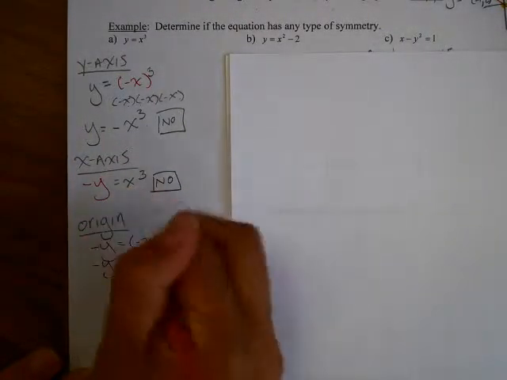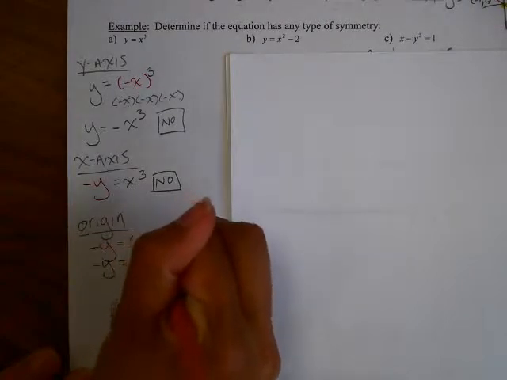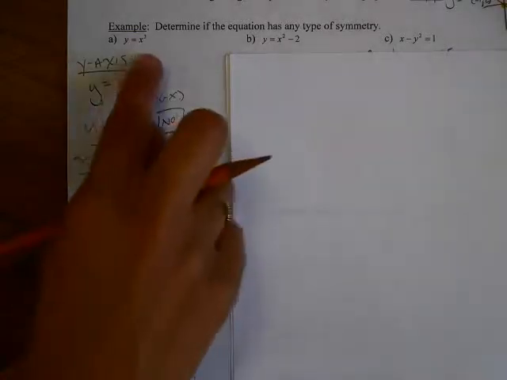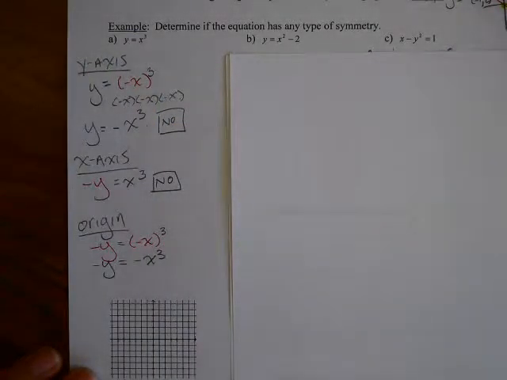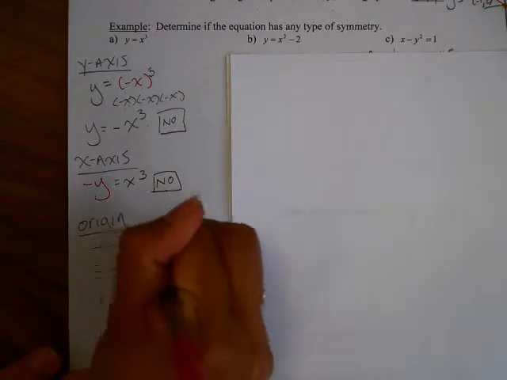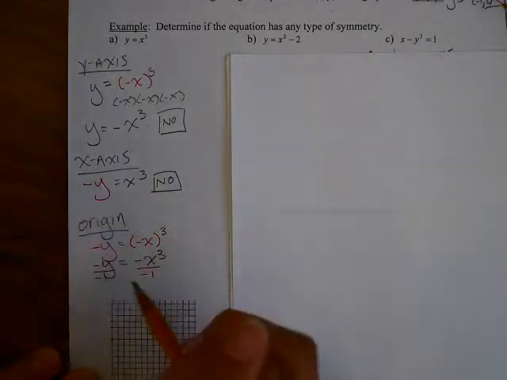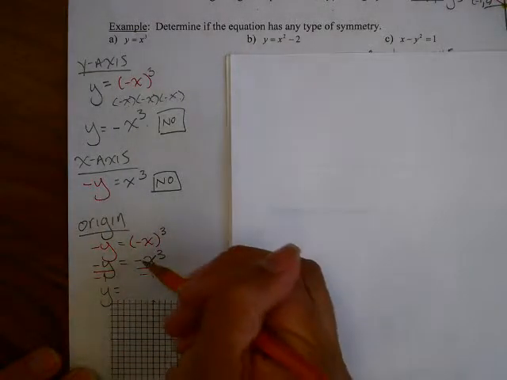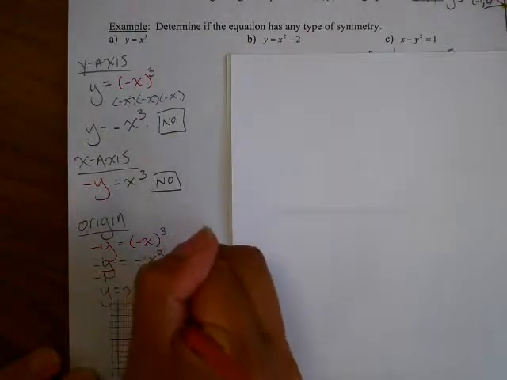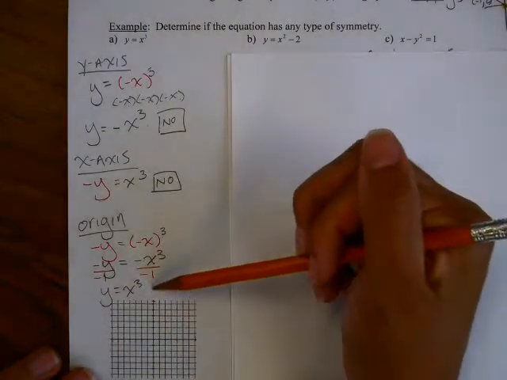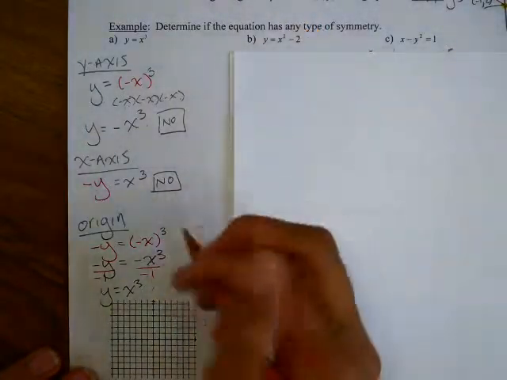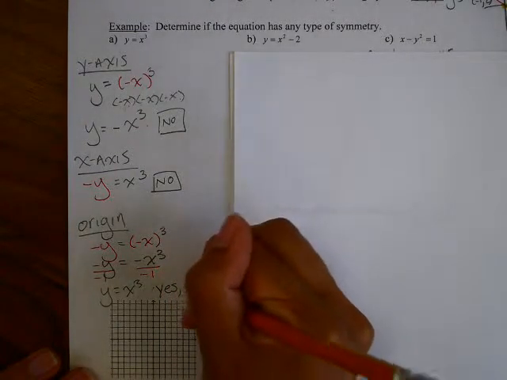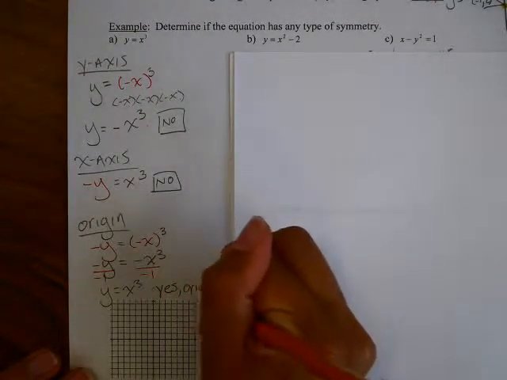So we get negative y equals negative x cubed, which is not the same as what we started with, but if you notice, both sides are the opposite. So we could use algebra, divide both sides by negative 1, and we have a negative divided by a negative gives us a positive y. A negative divided by a negative gives us a positive x cubed, and this is actually the same equation we started with. So yes, the graph of this function will have origin symmetry.